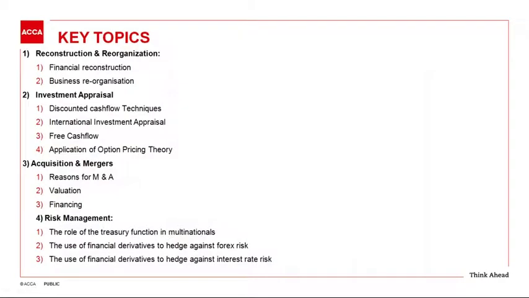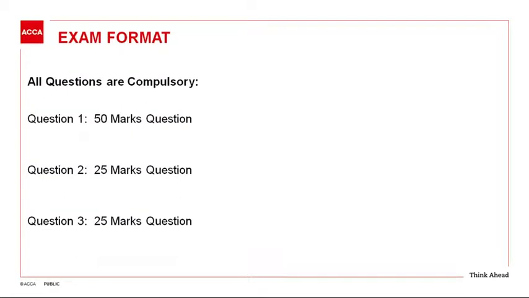I've listed a few of the key topics in this syllabus: reconstruction and reorganization, investment appraisal, acquisitions and mergers, and risk management. These are the four major areas of the syllabus. The exam format has now changed since September. You've got question number one, which is worth 50 marks, and then subsequent questions, question number two and question number three, which are 25 marks each.